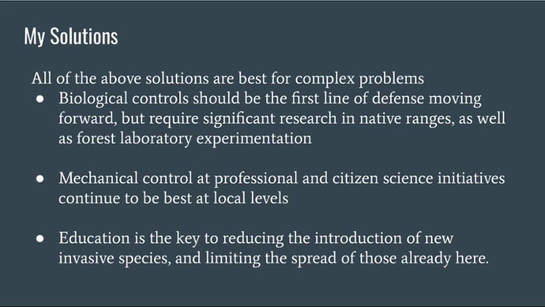So, through my research, what have I found to be the best way to control invasive plants in the New England region? Well, it has to be an all-of-the-above solution for the best results in this complex problem. Biological controls should be the first line of defense moving forward, but this requires significant research in native ranges as well as laboratory experimentation to prevent downstream effects. Now, mechanical control through professional and citizen science initiatives continues to be the best at local levels, and this involves education. The more people know about invasive species and about how native sustainable practices can impact their landscape, the better successes we'll have at limiting new invasive species and the spread of those already here.